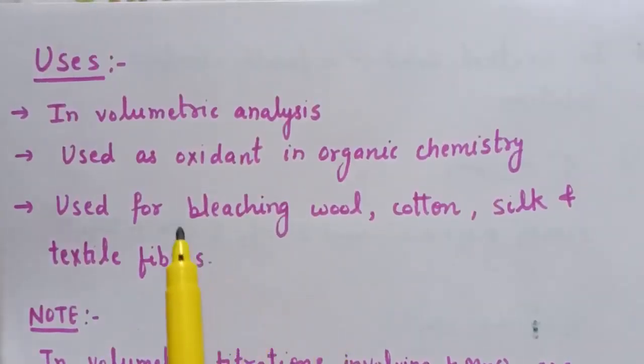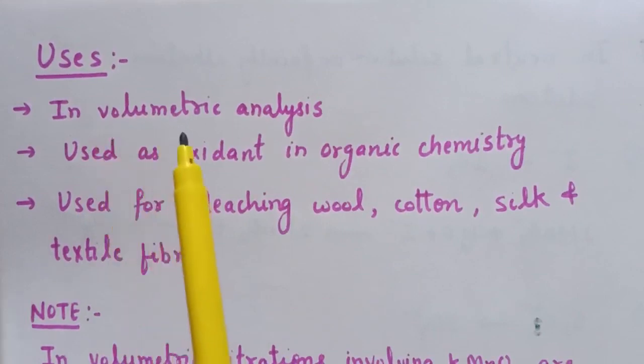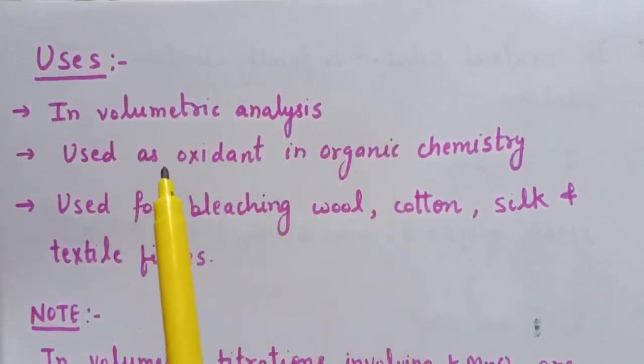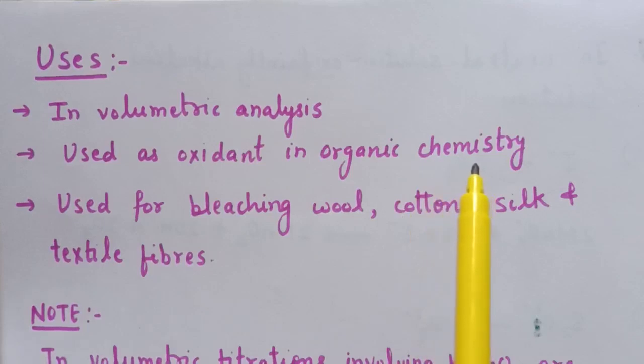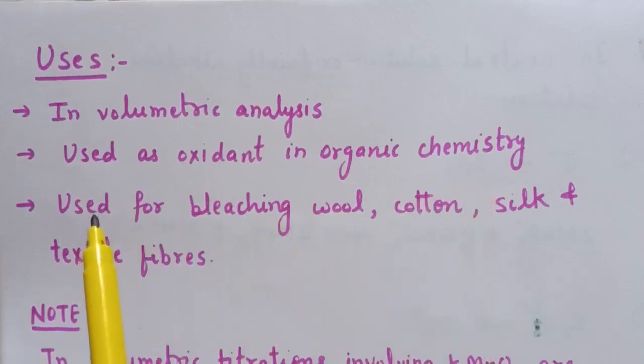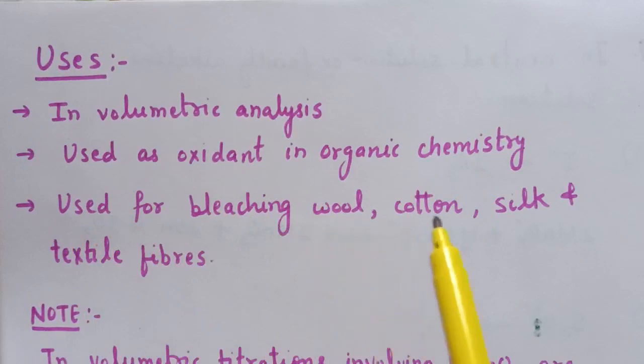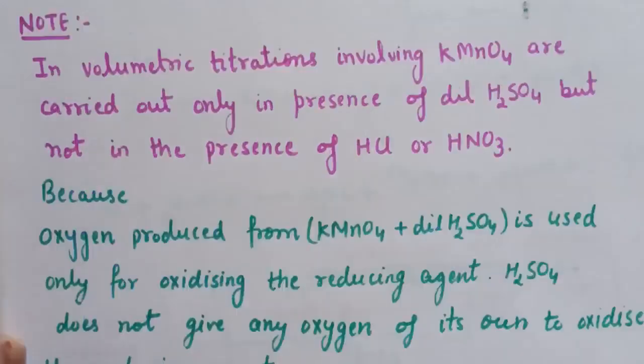Next are the uses of potassium permanganate. It is used in volumetric analysis. It is also used as an oxidant in organic chemistry for oxidation reactions. It is also used for bleaching wool, cotton, silk and textile fibers.